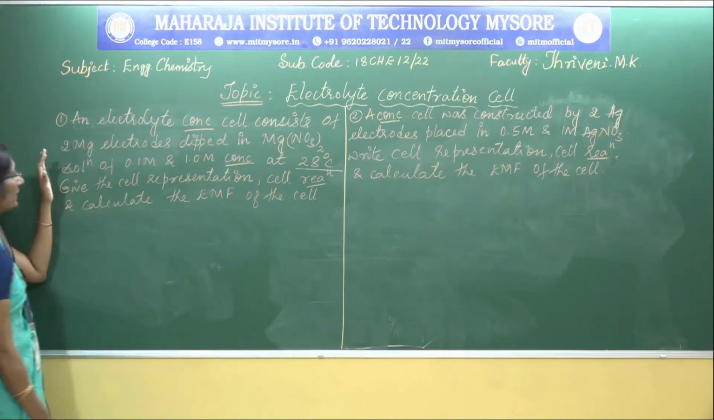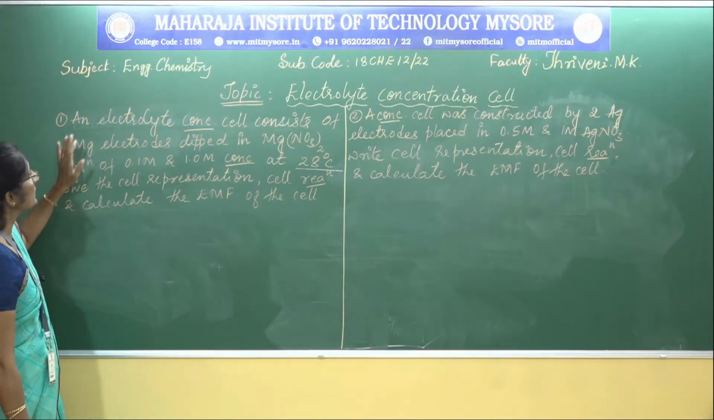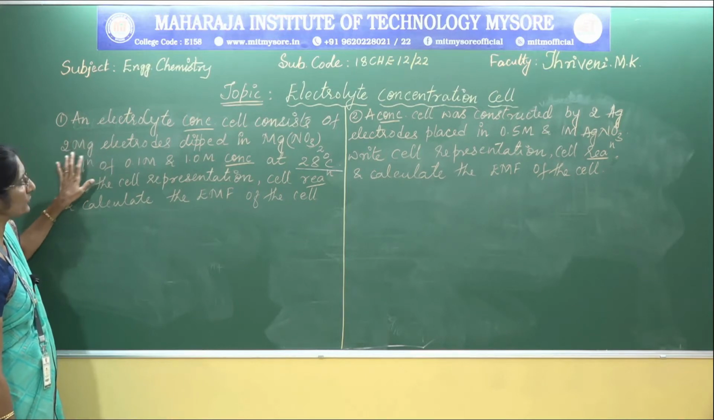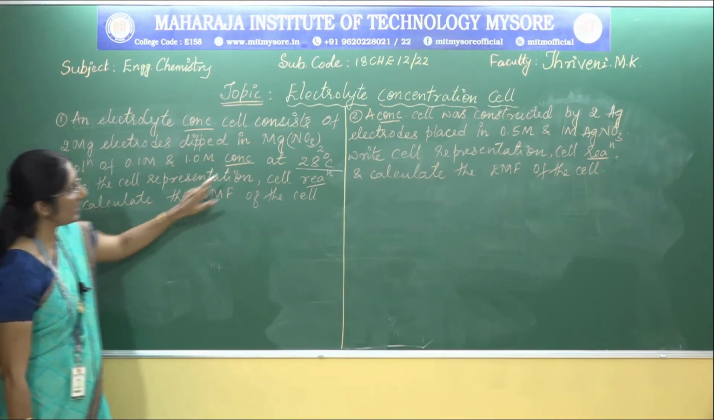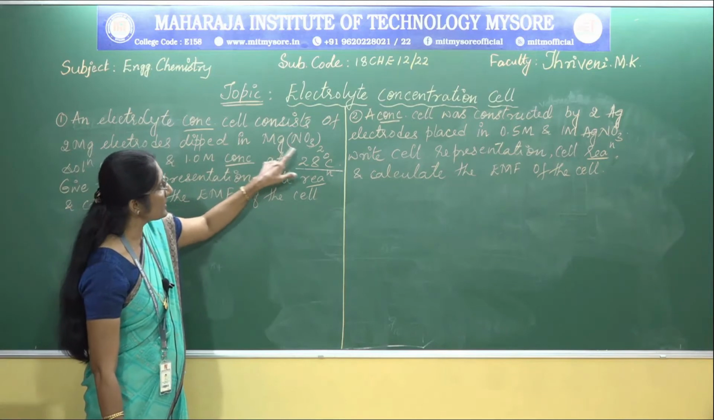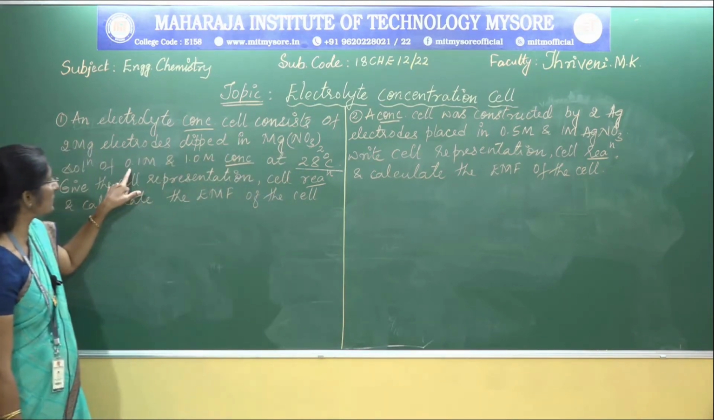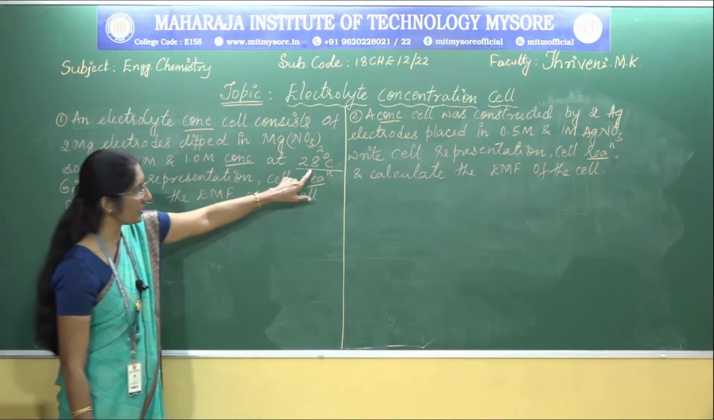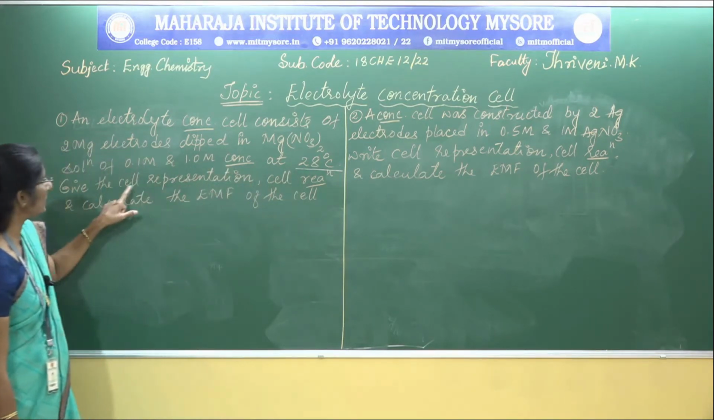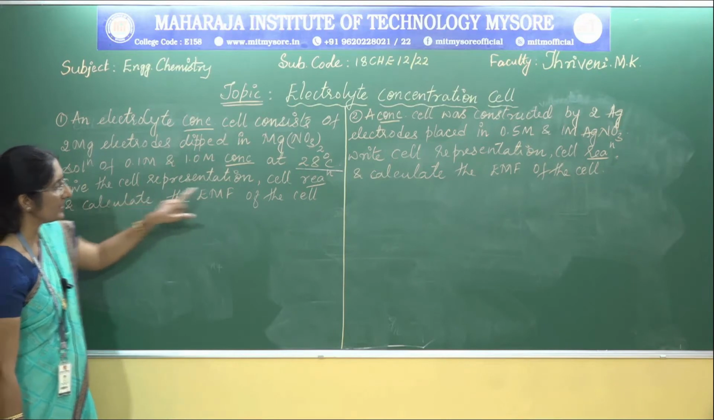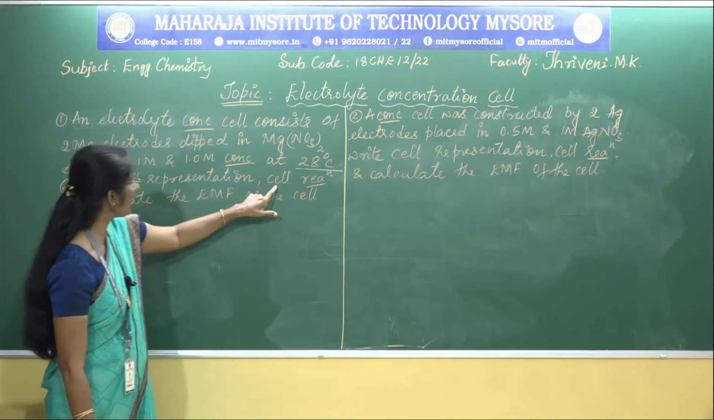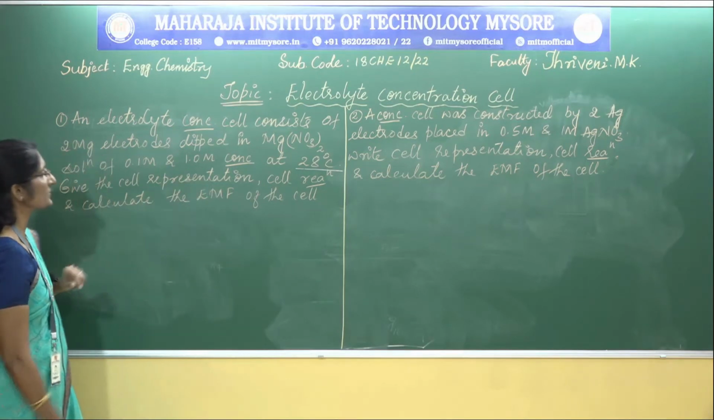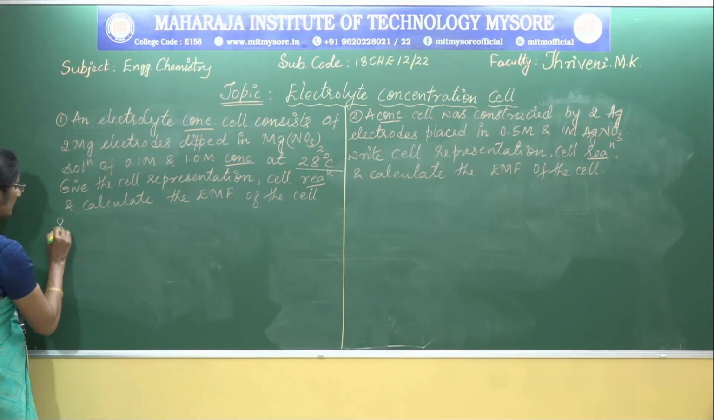So observe that, read the problem once again. It is an electrolyte concentration cell, made up of two magnesium electrodes in contact with magnesium nitrate solution of concentration 0.1 molar and 1 molar at 28 degrees centigrade. So we have to represent the cell, write the cell reaction, then find out the EMF of the cell. First we have to write the cell representation.